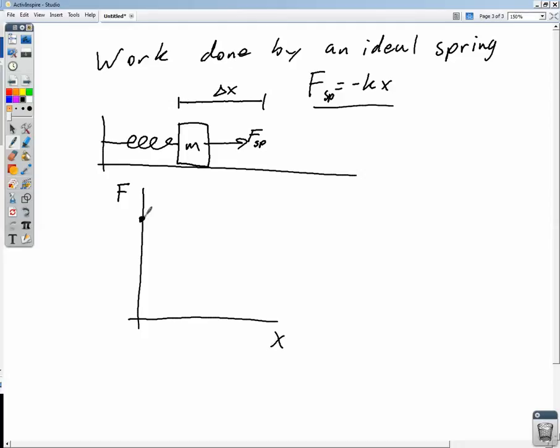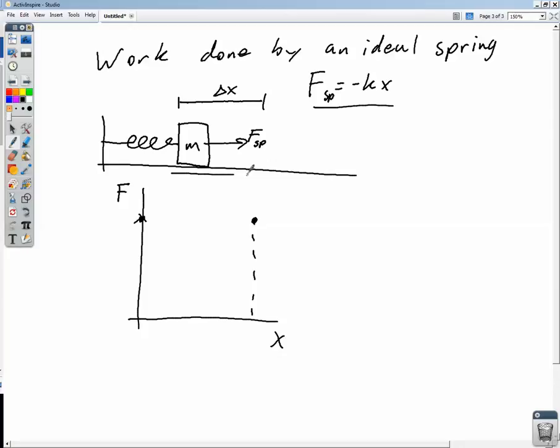Correction, the force doesn't start out here. The force starts out here at its maximum. So for the biggest displacement, delta x, you're going to get the biggest amount of force. So that is this situation right up here. The block is at rest. We're ready to let it go.